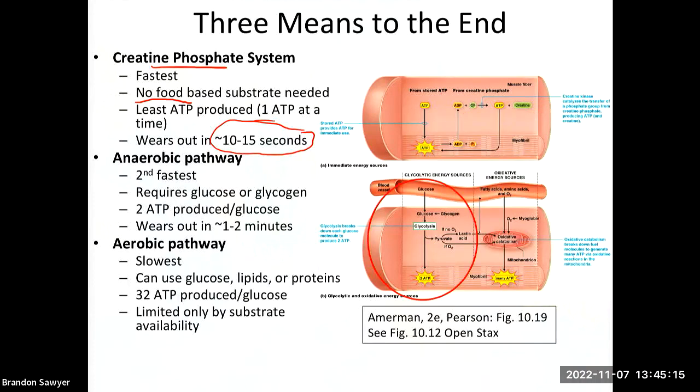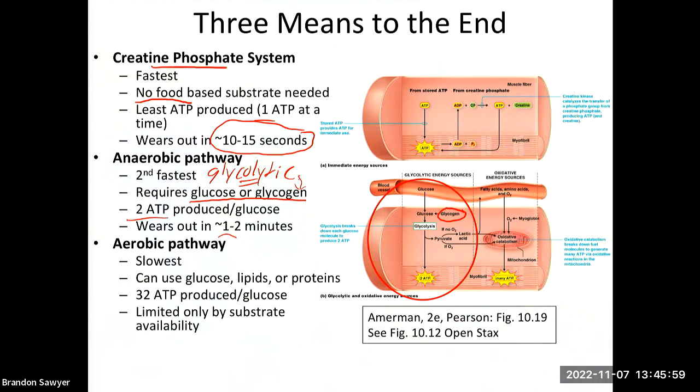Second one's called the anaerobic pathway, also known as the glycolytic system. It's called that because it primarily uses glycogen for the fuel. Glycogen again is that stored form of carbohydrate we see right here. It's the second fastest, not quite as quick at producing energy as the creatine phosphate system. It uses either glucose or glycogen, but mostly glycogen. This one makes 2 ATP at a time per glucose molecule. And with an all-out sprint, this one will last around 2 minutes in general.